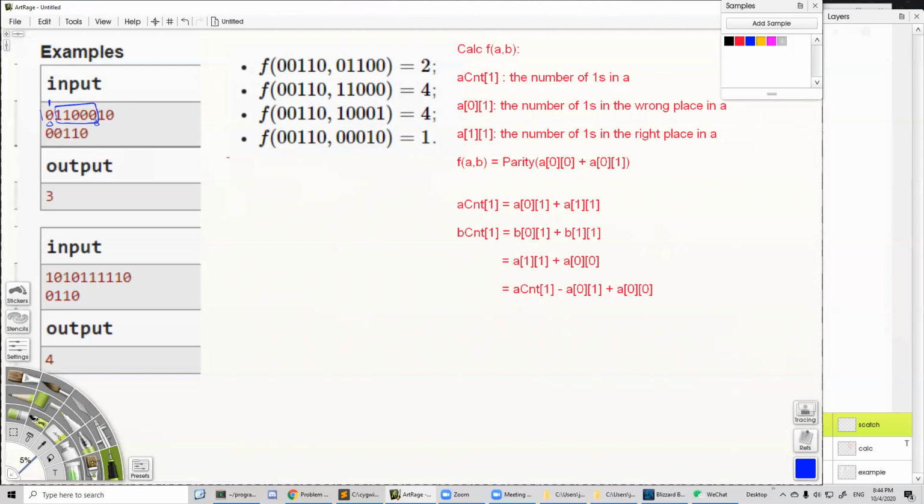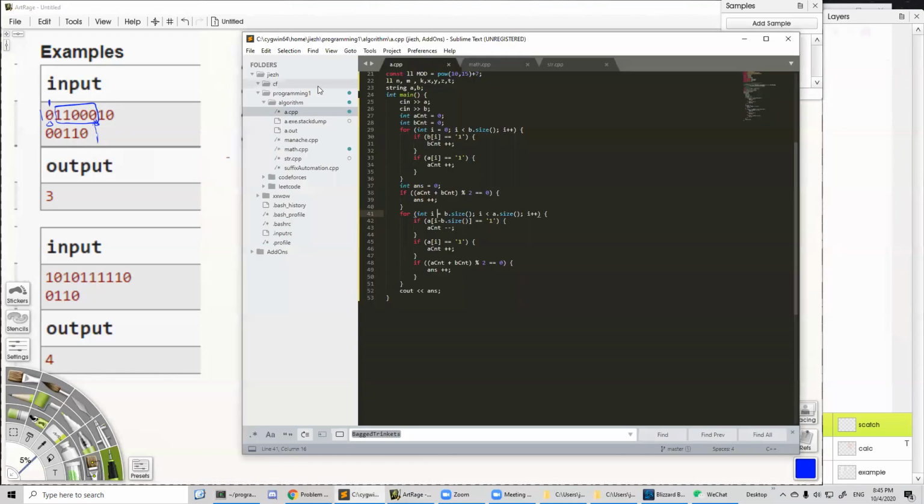And we must check the new digit which is added into the next string, right? So if the new digit is 0, we don't need to change anything. If the new digit is 1, then we need to increase the number of ones in the string by 1, right? So in this way, we can keep track of the substring. We use a count to keep track of it.